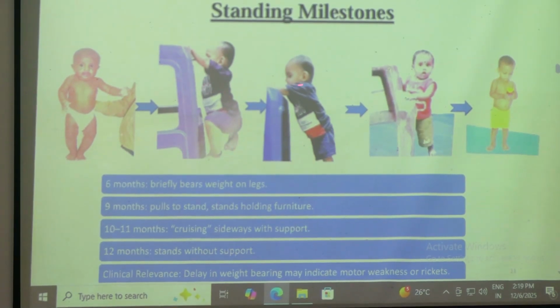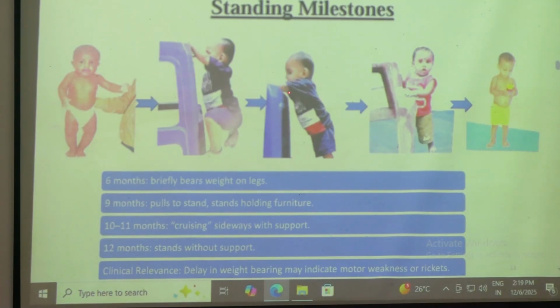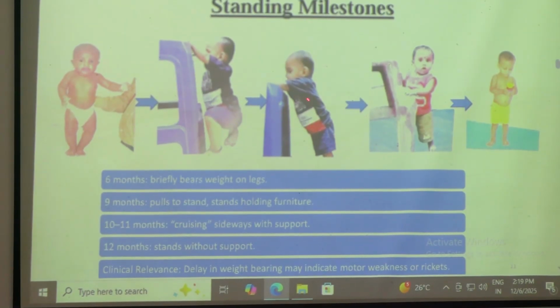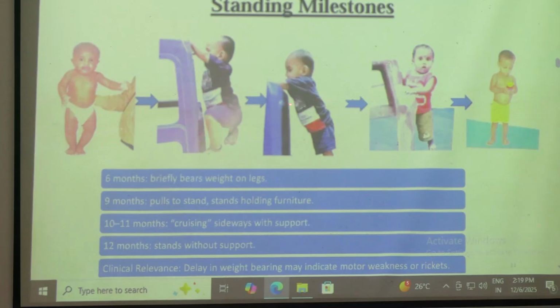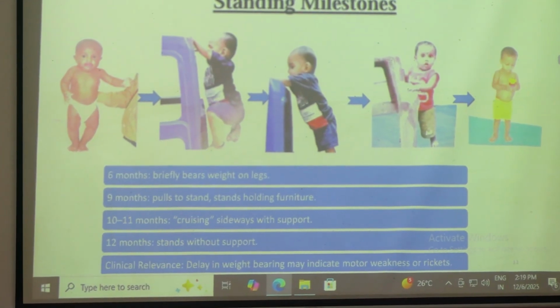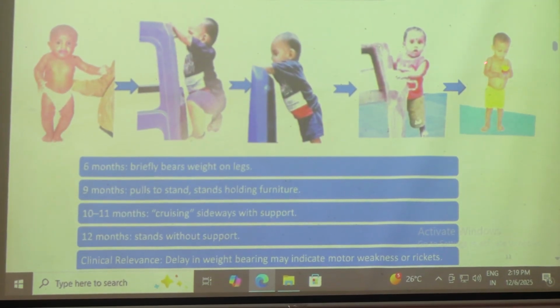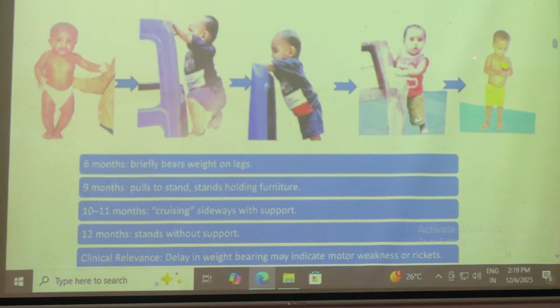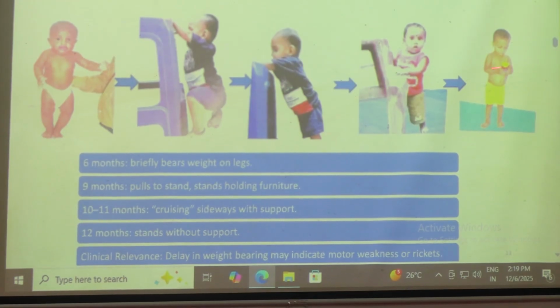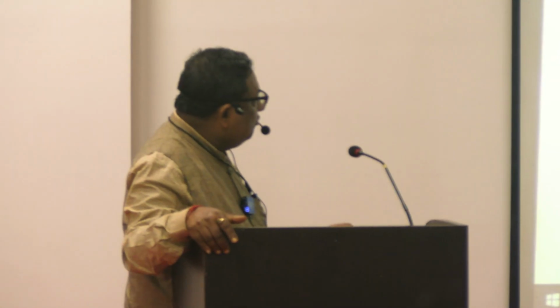Understand? A 10 to 11 month baby will cruise sideways with support. Means he will move around, holding the support. Understand my point? At 12 months, he will stand without support. These you should remember again: at what stage he can pull to stand, cruise, and at what age he can stand without support.